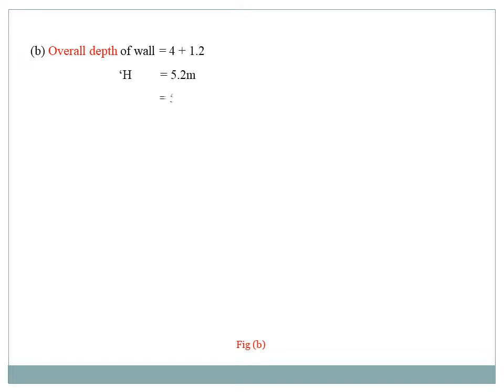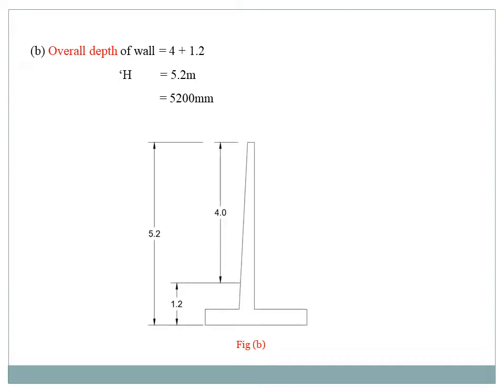The next is the overall depth of wall. The overall depth of wall is equal to 4 plus 1.2. See the diagram: 1.2 meter is the depth of foundation and 4 meter is the above ground level. So add 4 plus 1.2, and we get 5.2 meter. This is our overall depth of wall.